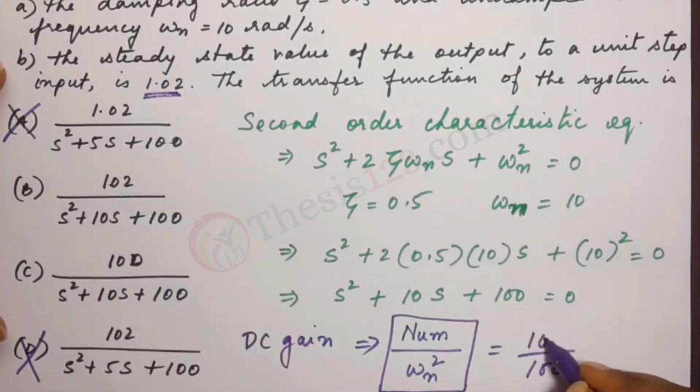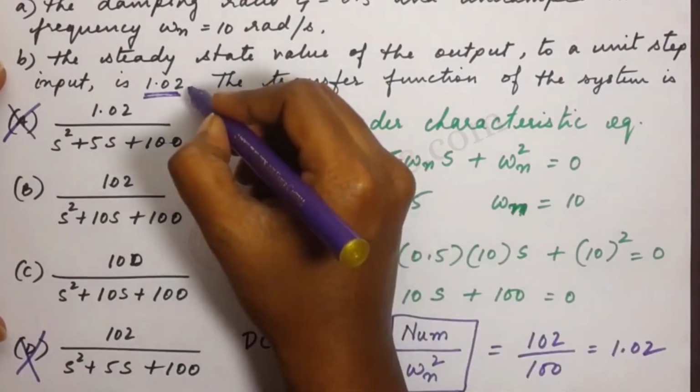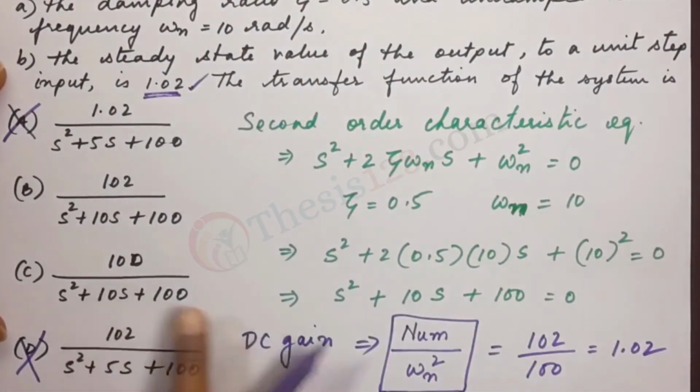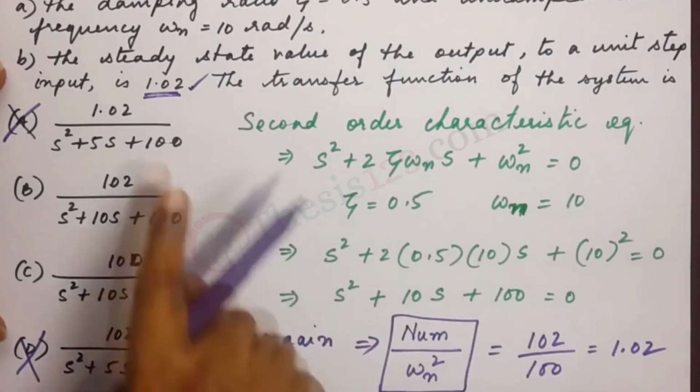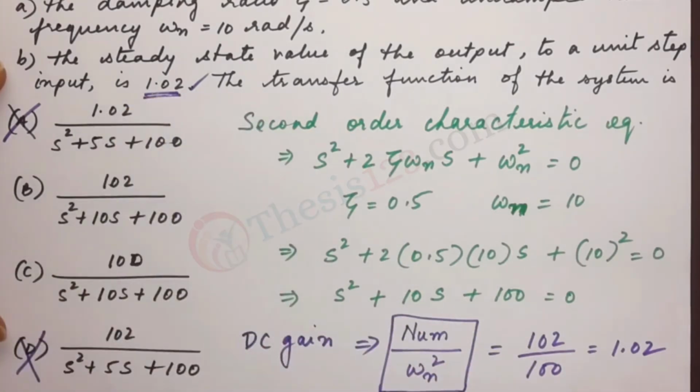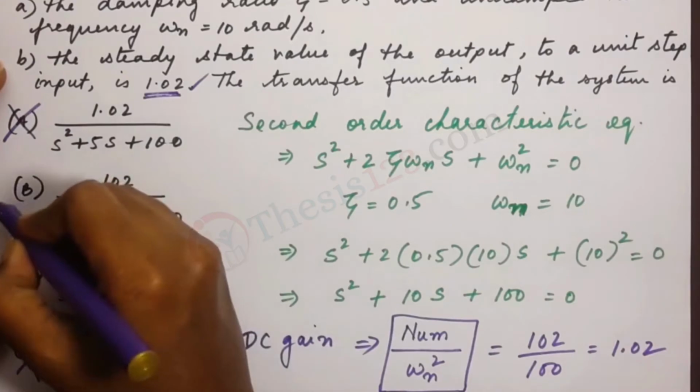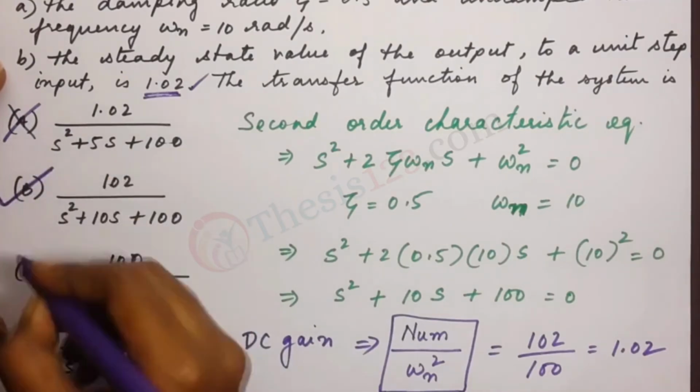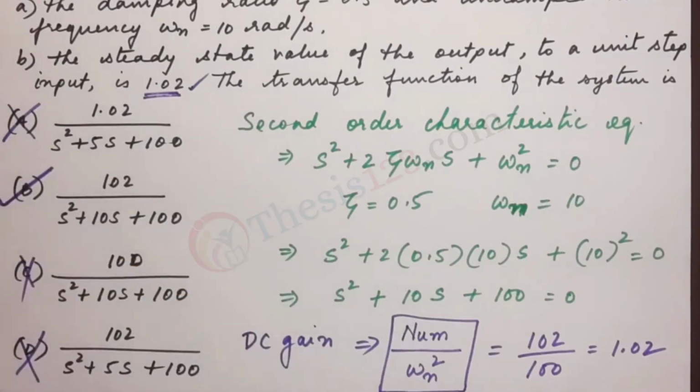So if we place 102 here, we get the value of 1.02. It matches. If we place 100 here, 100 by 100, which is 1, it doesn't match, so that's not the DC gain. So that tells us that option B is the right answer. I hope this has helped.